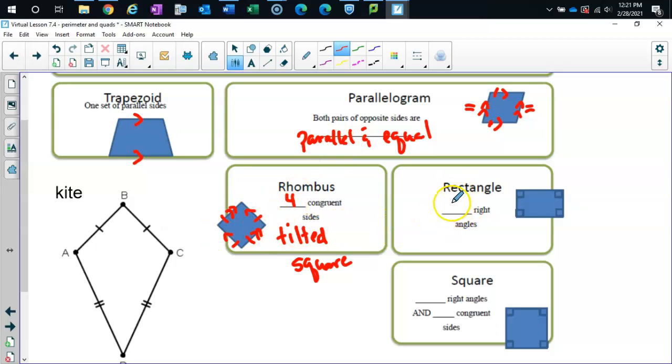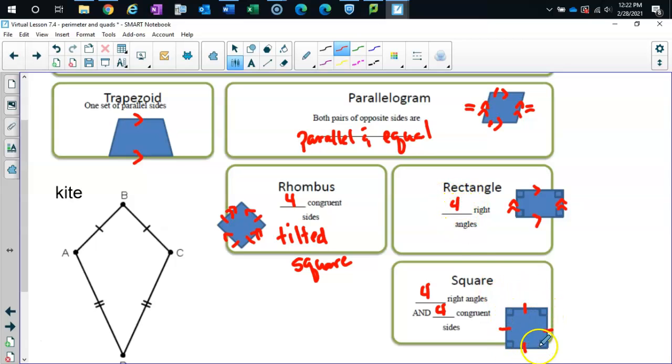Now, a rectangle has 4 right angles. 1, 2, 3, 4. And top and bottom, left and right are parallel. So a rectangle is a parallelogram with 4 right angles. Now, a square has 4 right angles and 4 equal sides. Bing, bang, bong, boom. A square is also a rectangle because the definition of a rectangle is 4 right angles.